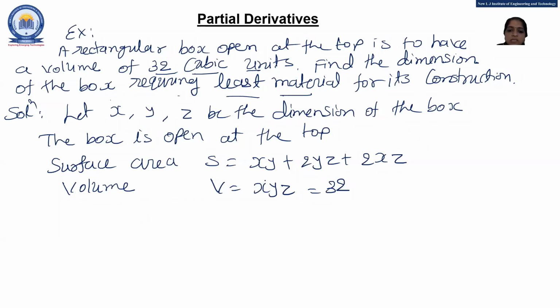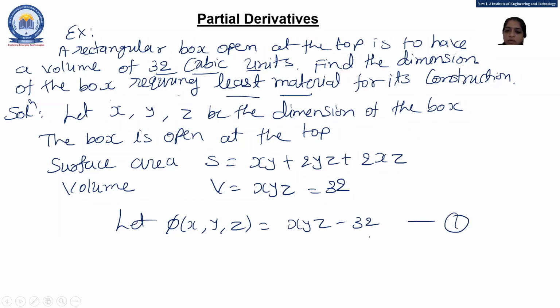So this is our constraint. Our volume is our constraint. Volume is fixed, that is 32. So let phi of xyz, that is xyz minus 32, which is our equation 1.